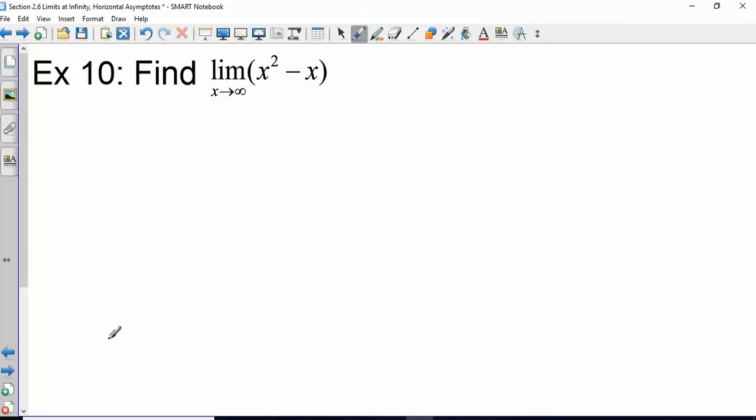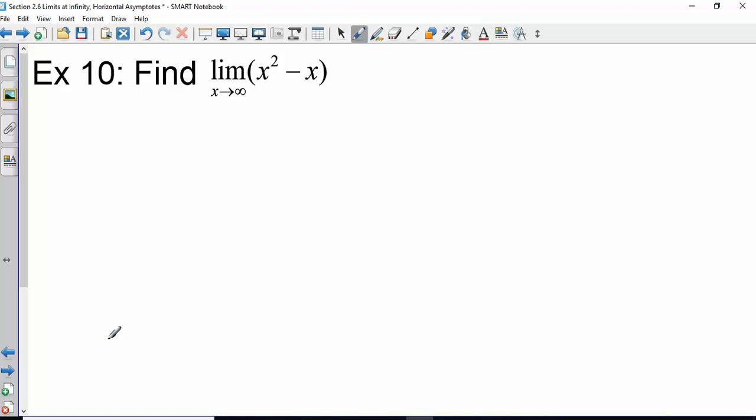Let's look at this one. The limit as x approaches infinity of x squared minus x. In general, if it's infinity plus infinity, that goes to infinity. If I add two really big numbers, I'm just getting a bigger number. But if I subtract, I don't really know what's going to happen. Sometimes it might go to 0, sometimes it might still be going to infinity, sometimes it might be going to some number. We don't have the rules to help us with that.